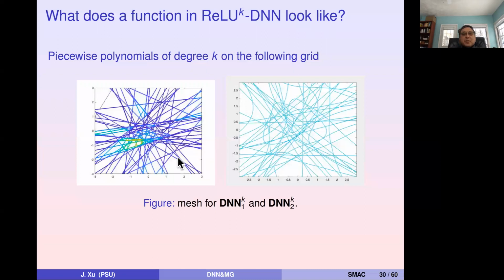So what does it look like? For example, this is the linear, but if you do quadratic, you have this kind of grid. We plot this one.